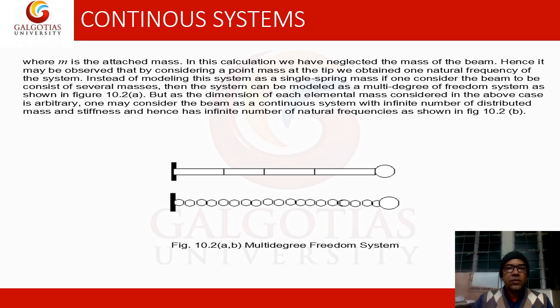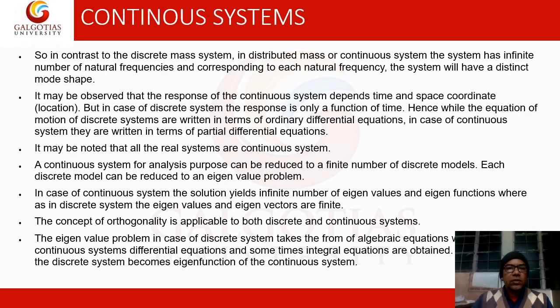But as the dimension of each elemental mass considered in the above cases is arbitrary, one may consider the beam as a continuous system with an infinite number of distributed masses and stiffness, and with an infinite number of natural frequencies as shown in the figure below. In contrast to the discrete mass system, in a distributed mass continuous system, the system has an infinite number of frequencies, and corresponding to each natural frequency, the system will have a distinct mode shape.